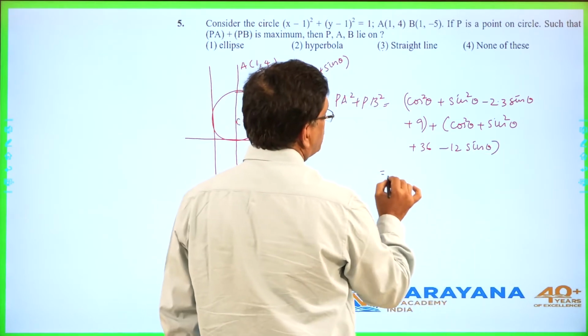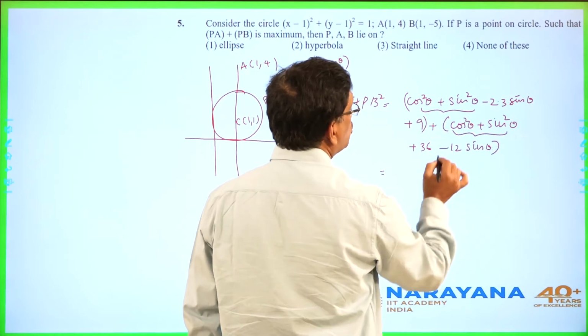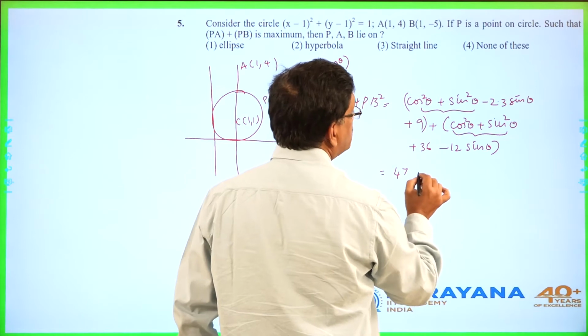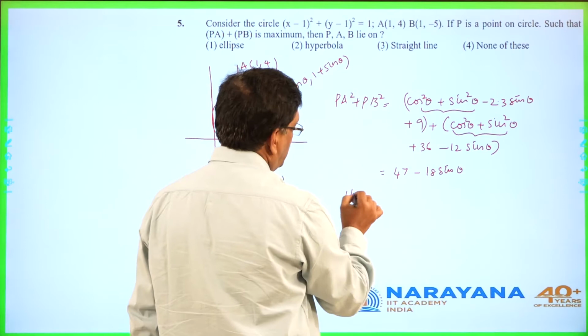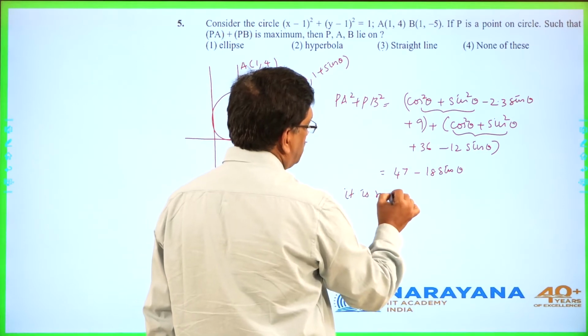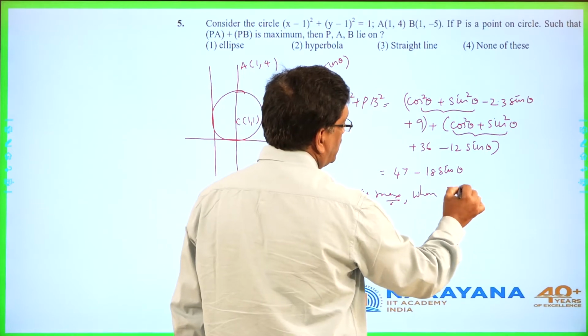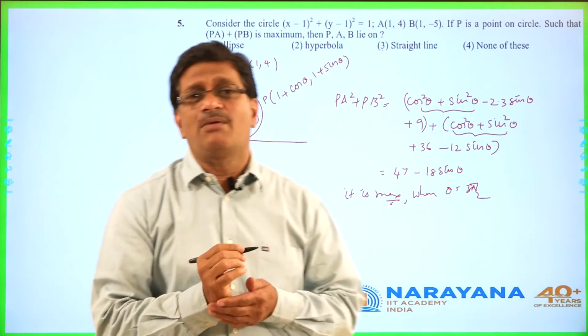Right. This is 1, this is 1, this is 1, 2, 2. 36, 45, 47, minus 18 sin theta. It is maximum when theta equals 3 pi by 2 because you are subtracting some quantity.